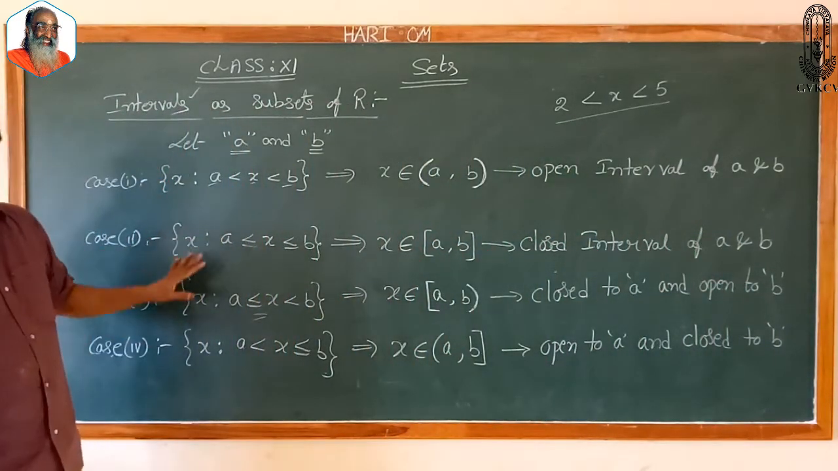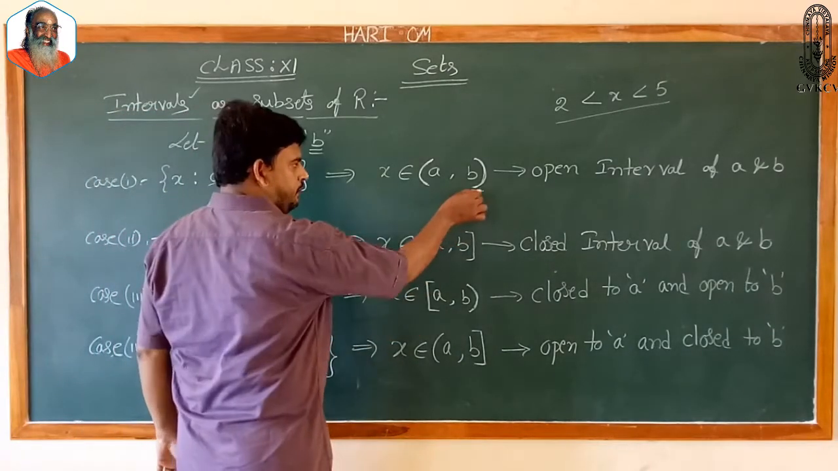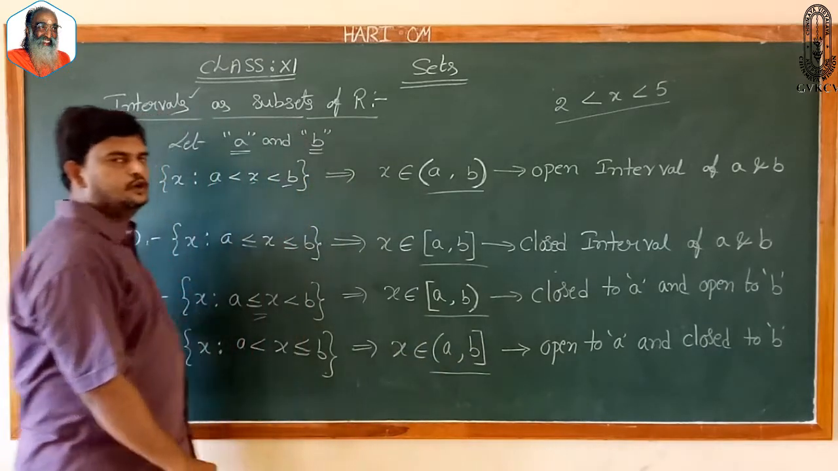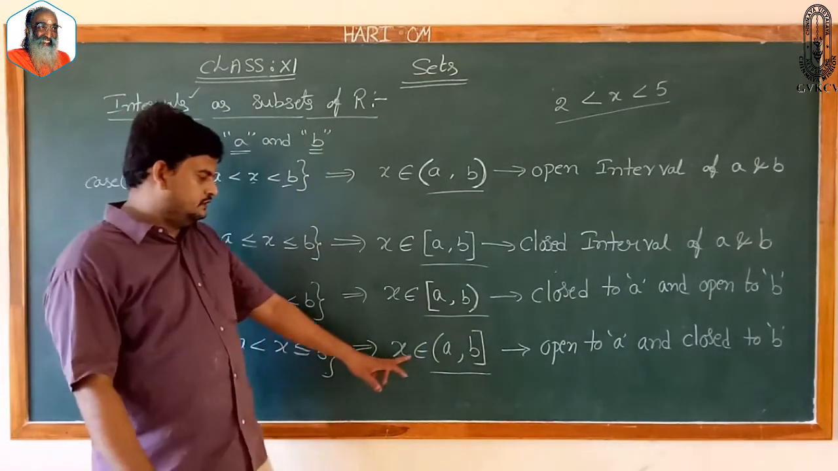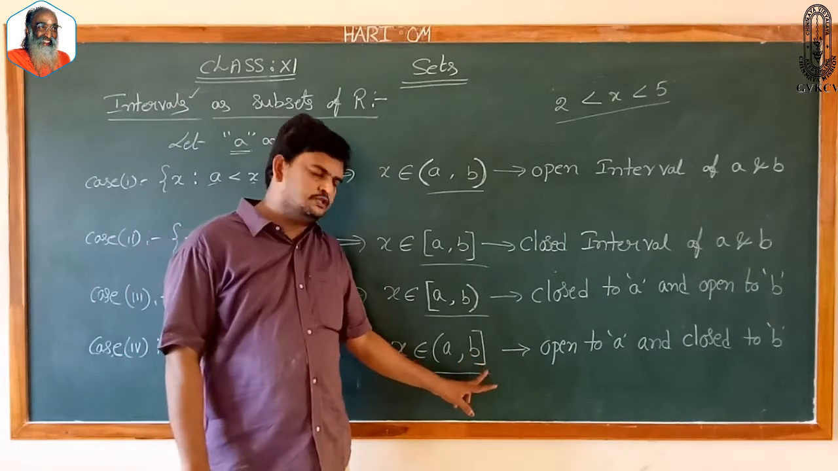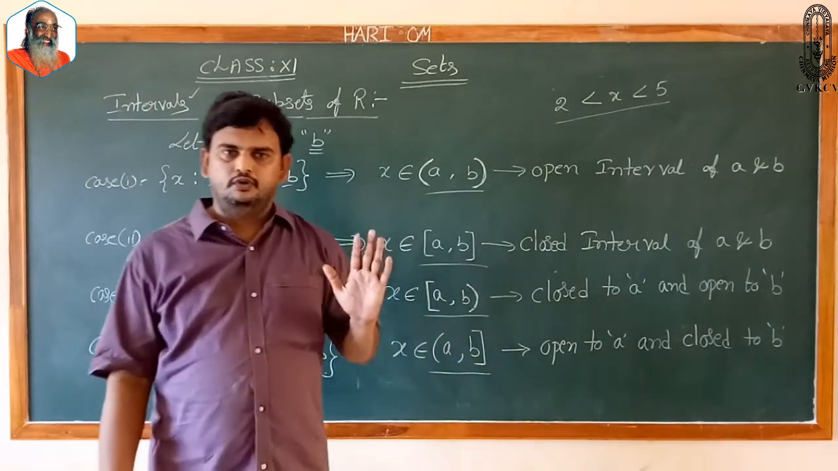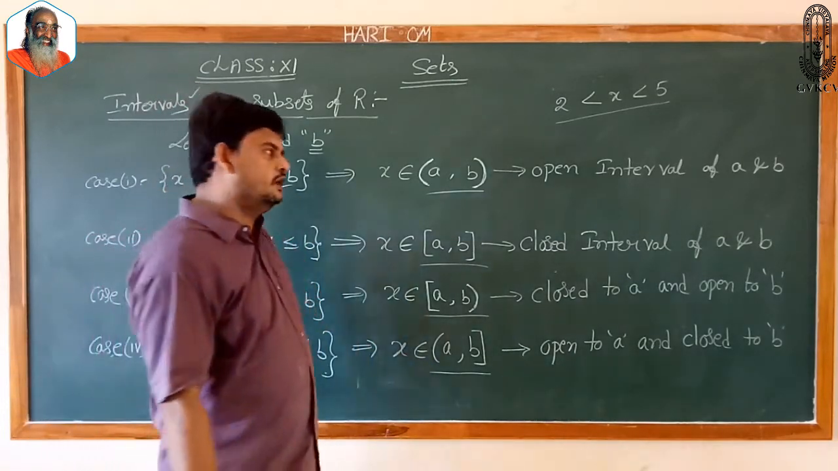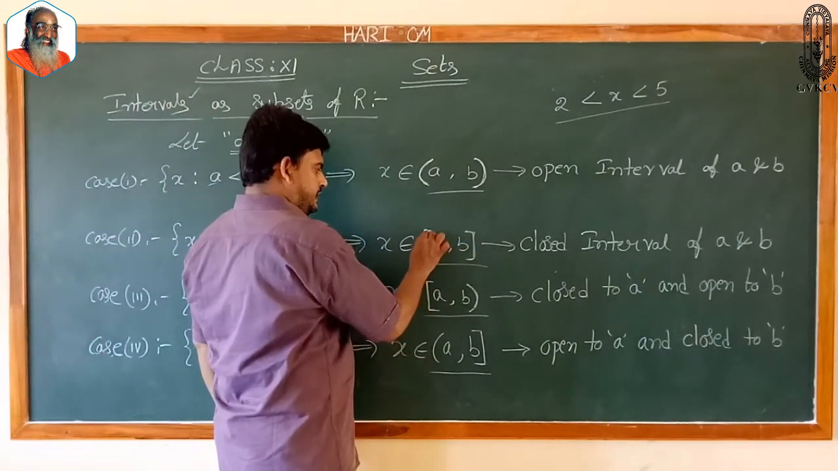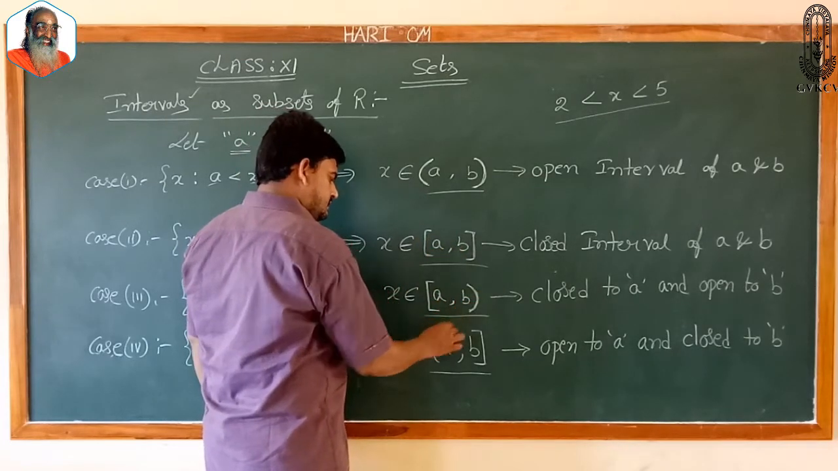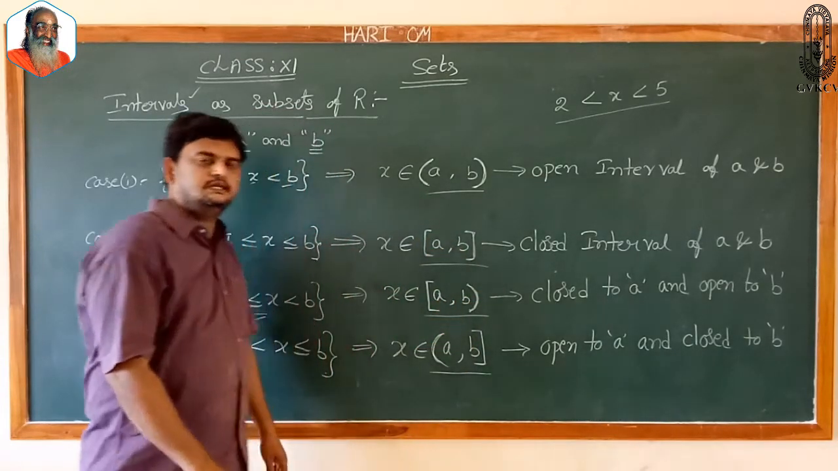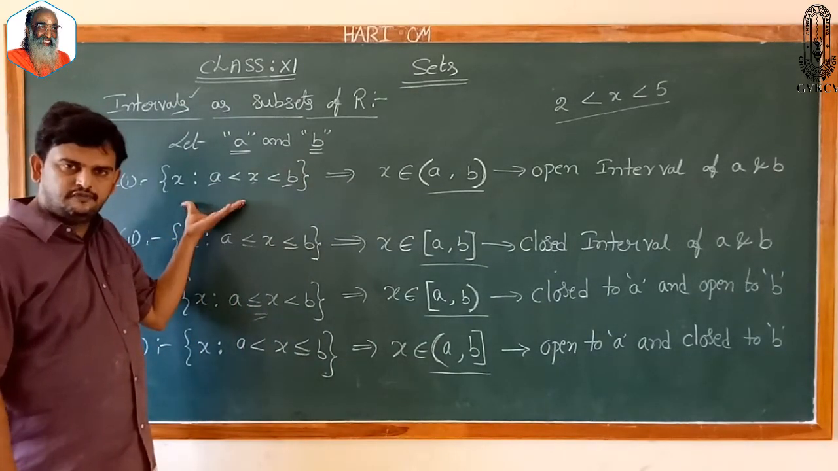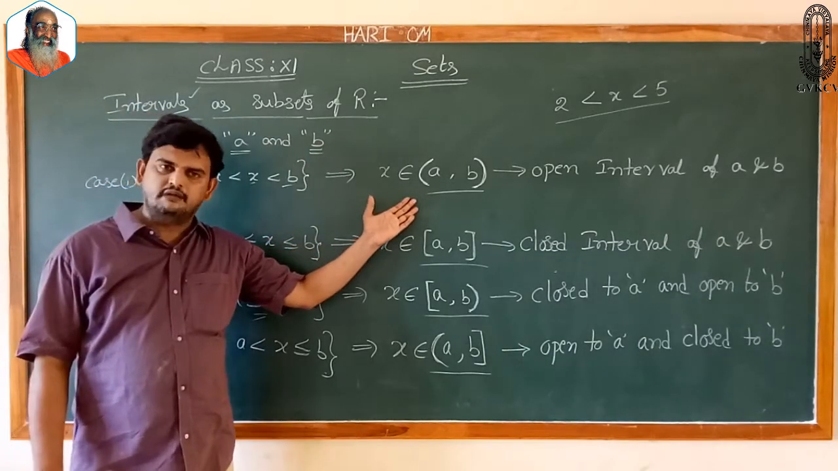So we have a total of 4 types of interval: open interval, closed interval, closed-open, and open-closed. Where we are using small brackets and where we are using square brackets, you might have got that. Wherever we have less than or equal to, it means square brackets. Only less than means open brackets. These are the intervals. Whenever you have this kind of notation, the set builder form can be represented in interval form.